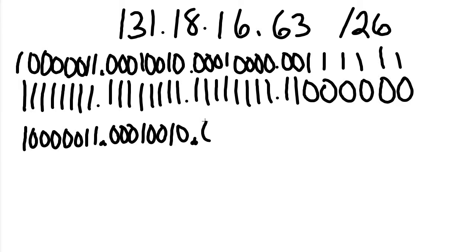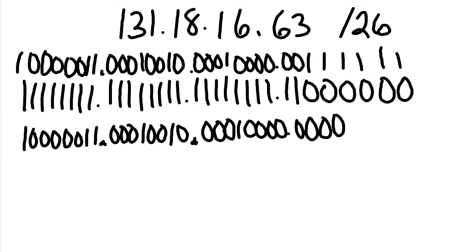Third octet, 0 0 0 1 0 0 0 0. Last octet, 1 and 0 is 0, 1 and 0 is 0, 1 and 0 is 0, 1 and 0 is 0. Hey, look, we got a theme going on. Alright, so that is our network address in binary form.